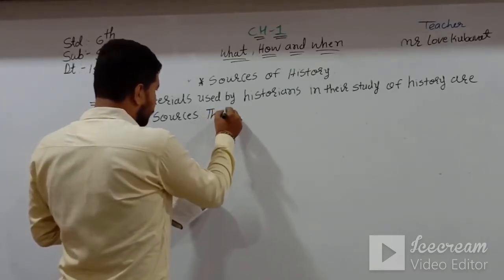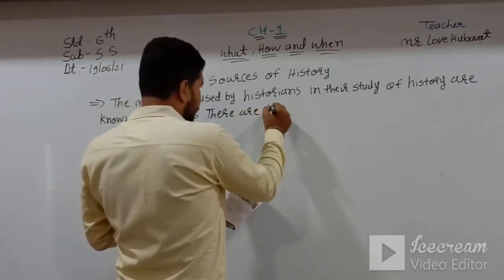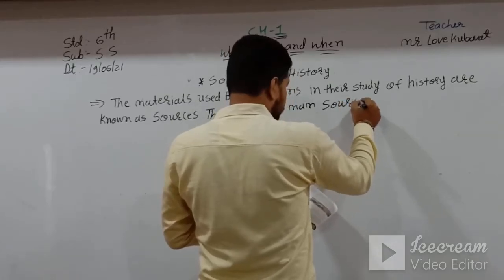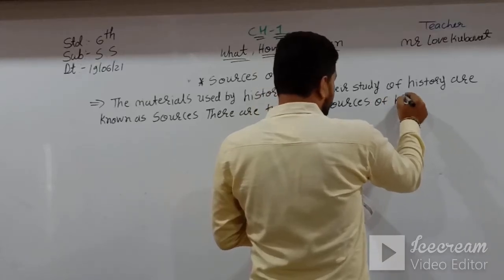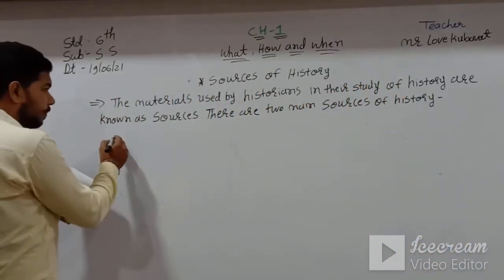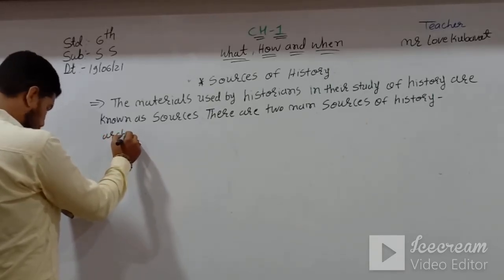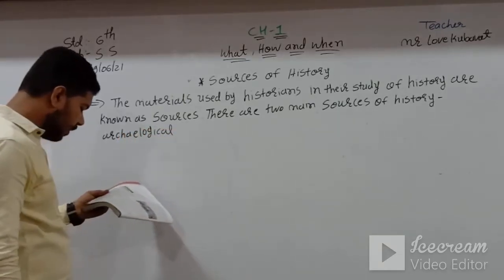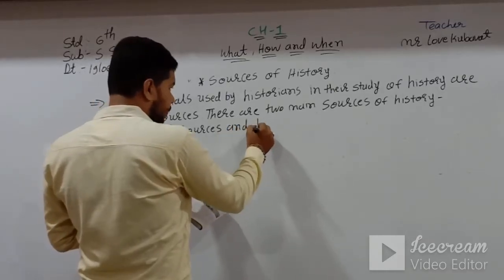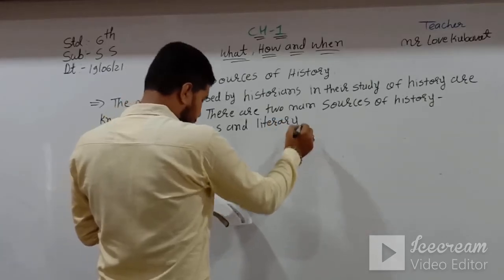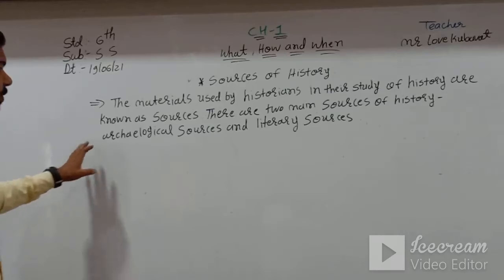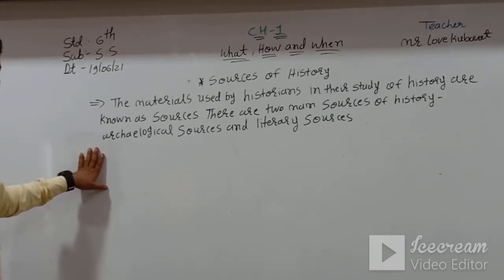There are two main sources of history. First one, archaeological sources, and second one, literary sources.